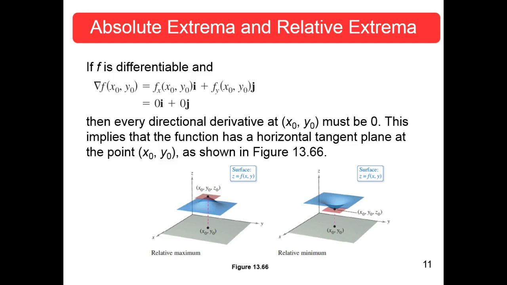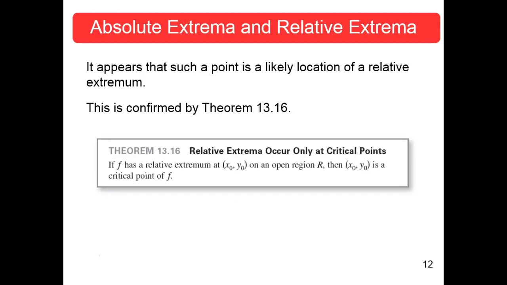This implies the function has a horizontal tangent plane at that point, whether it's a max or a min. Horizontal tangent plane at x0, y0. Max or min. Relative maximum, relative minimum. And you could pick these out of that eggshell carton thing that we were seeing before, the min and the max. Because your tangent plane has zero slope in every direction, it appears that such a point is likely the location of a relative extrema. I would say it is.